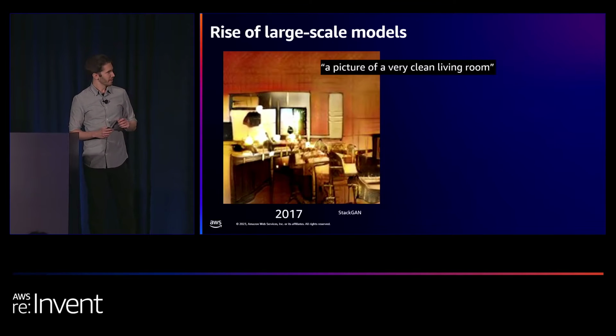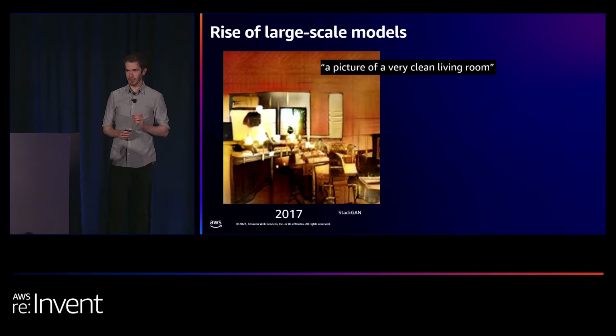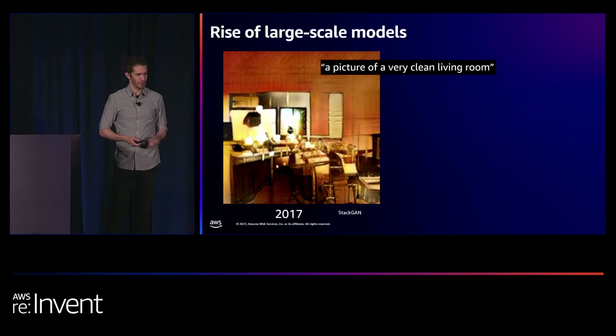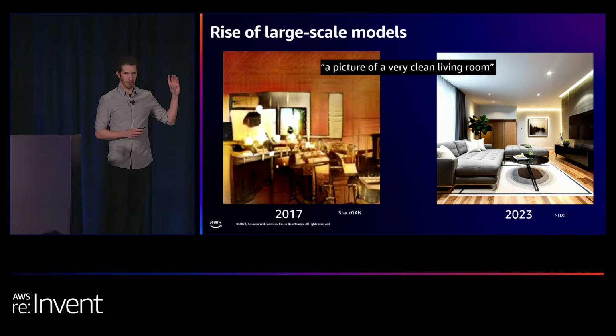Just a few years ago, this is the type of image you would get if you tried to generate a very clean living room with a machine learning model. You can tell that it's fake. It's not really coherent. You can't tell that it's a living room. And just a few years later, we can now generate images like this, where you'd have to look really closely to tell that it's not a real image.